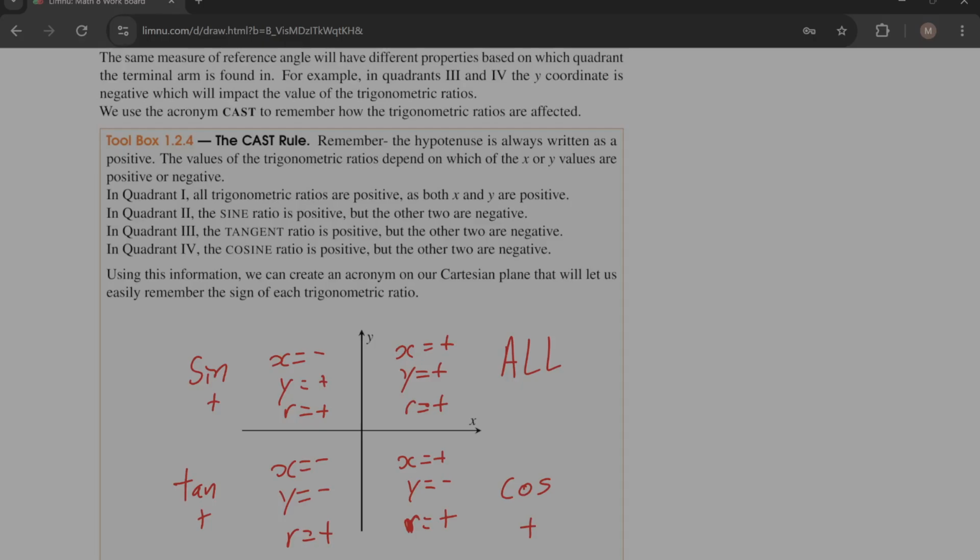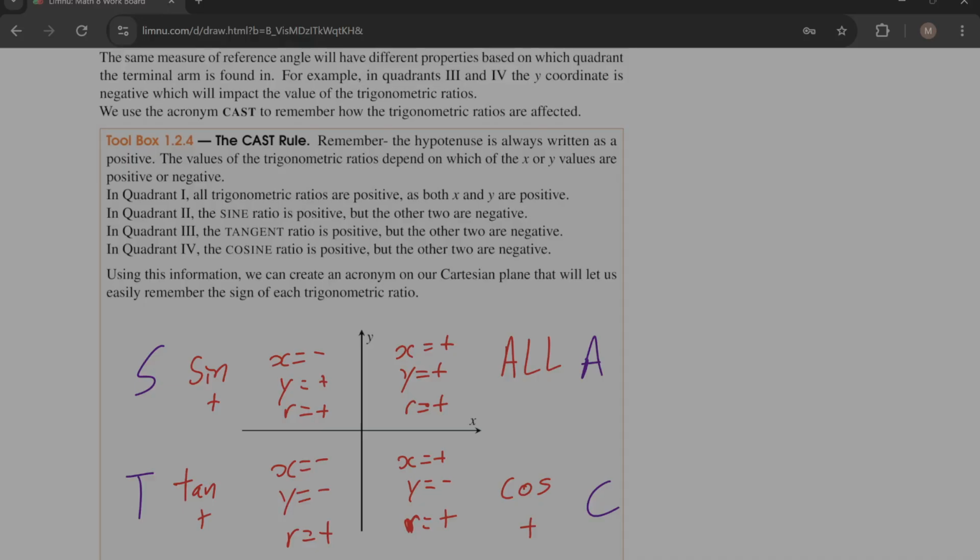So in our quadrant 1, everything is positive, so all the ratios are positive. Then it's sine, tan, cosine. The way we remember this is the CAST rule. A little bit nasty that you start in quadrant 4 instead of quadrant 1. But CAST, if you go around the circle, you've got CAST. And that helps remind us which ratios are positive and which are negative.